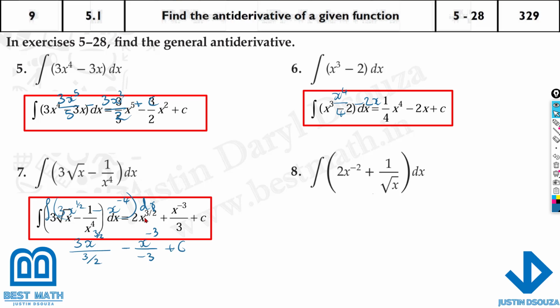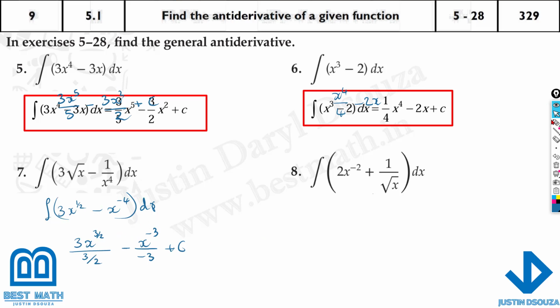Okay, it's not in terms of square root or cube or anything, but still it is not exactly this, right? What they have done is they have simplified. Let me show you what is simplified. Here, this 3 and 3 cancels off, and this is in the denominator which goes to the numerator, right? It will be 2x 3 by 2. Minus and minus becomes plus x minus 3 by 3 plus c.